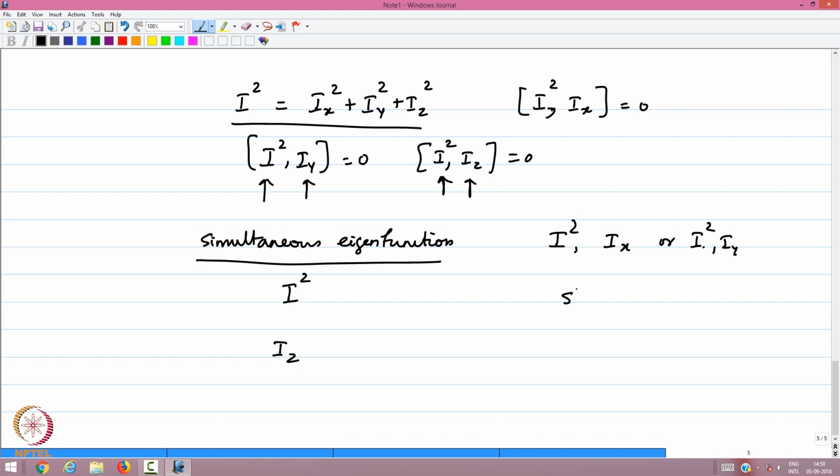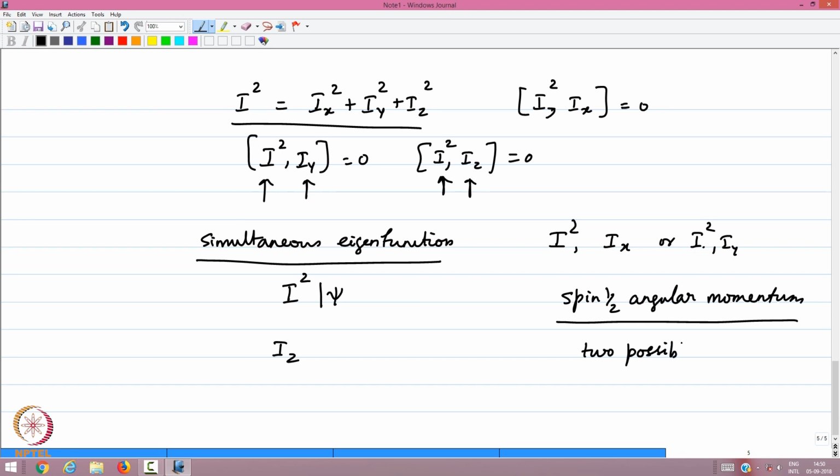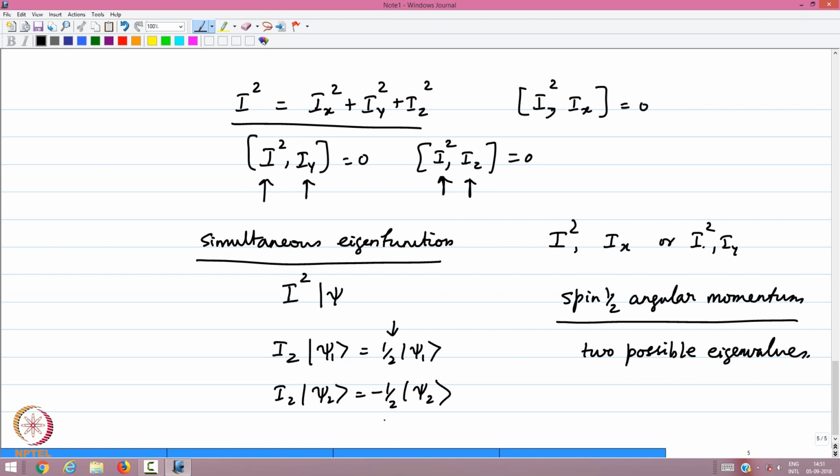The spin half angular momentum corresponds to the following property. I square acting on this function, spin half angular momentum, corresponds to two possible eigenvalues for the Iz operator. Okay. Iz acting on psi 1 gives you half psi 1, and Iz acting on the other eigenfunction psi 2 gives you minus a half psi 2. So, these are the two discrete values for the z component of the spin half angular momentum, and I think we discussed this in the Stern-Gerlach experiment that was done in the last lecture.